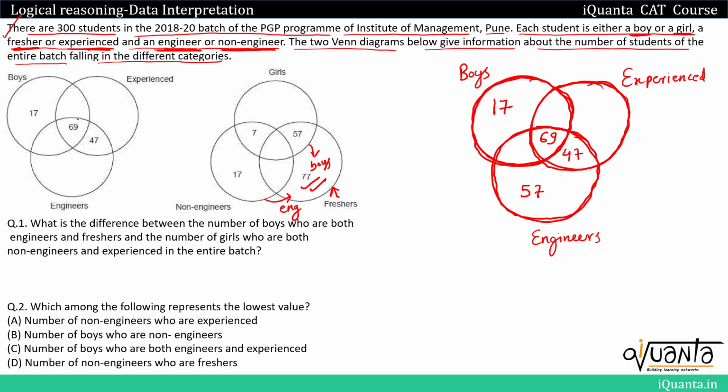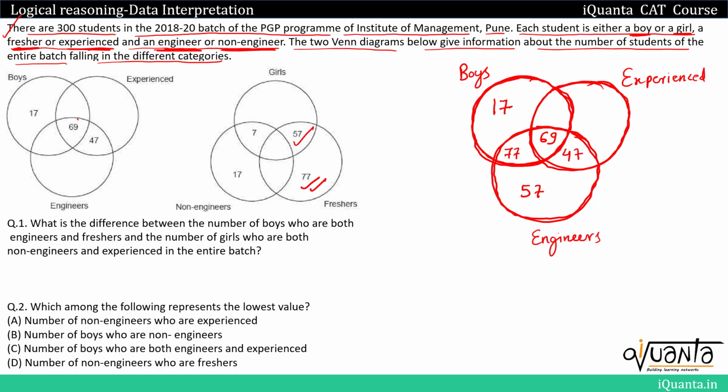So in the Venn diagram that we have drawn, let us find out the region of boys, engineers and freshers. Since we are talking about boys, that means we will remain in the set of boys. We are talking about engineers, so that means we'll also take the set of engineers into consideration. And we are talking about freshers, so we'll come outside the set of experienced. So only one such region is there, which is over here. So that will be equal to 77.